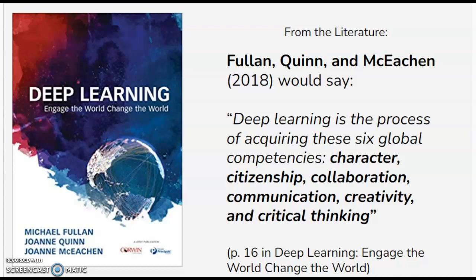Okay, so in the book Deep Learning, Engage the World, Change the World, Fullan, Quinn, and McEachen say that deep learning is the process of acquiring these 6 global competencies: character, citizenship, collaboration, communication, creativity, and critical thinking, or the so-called 6 C's. These are big ideas. They may sound familiar to you. They may be the kinds of things that you think of when you are thinking about what you'd like your students to be, what kind of people you'd like them to be. So that's our first data point.